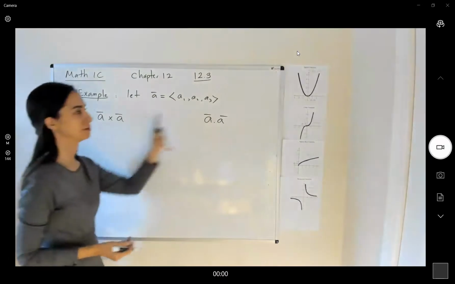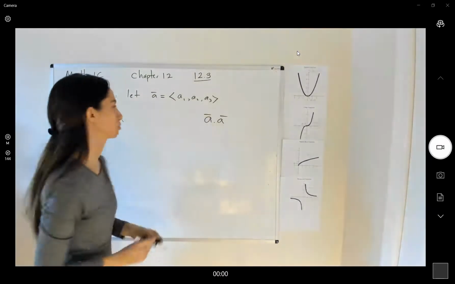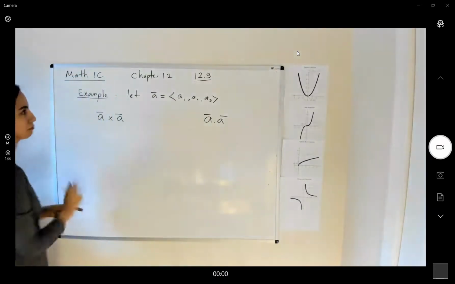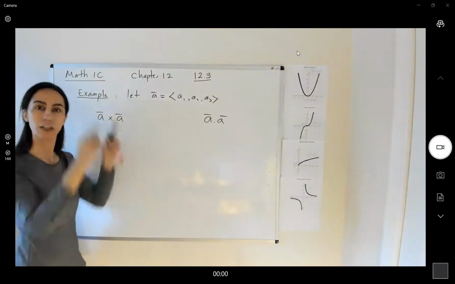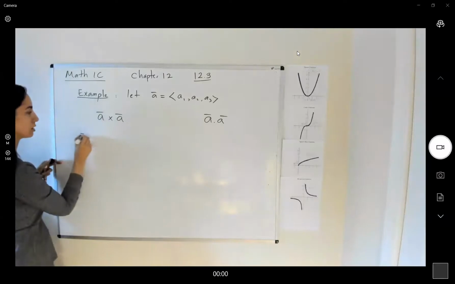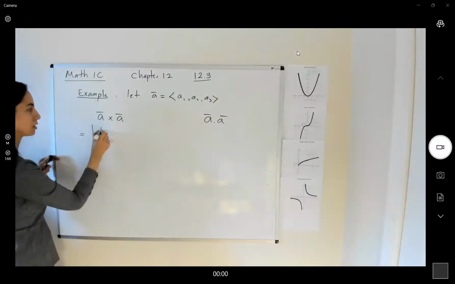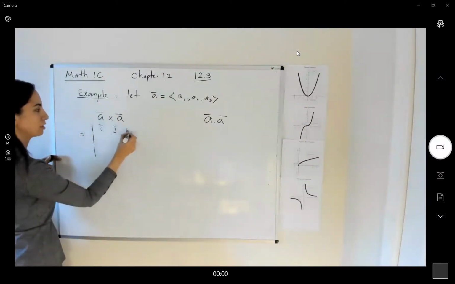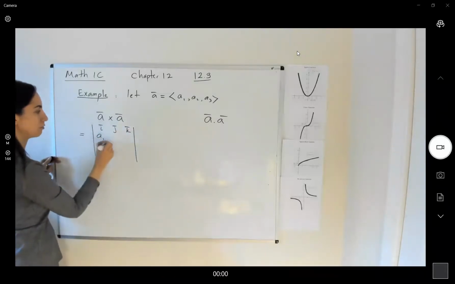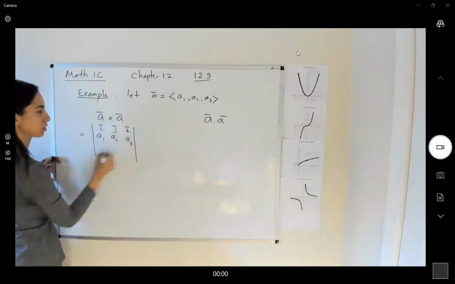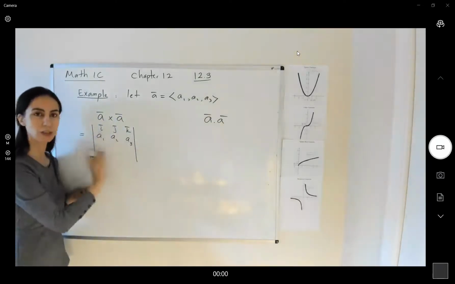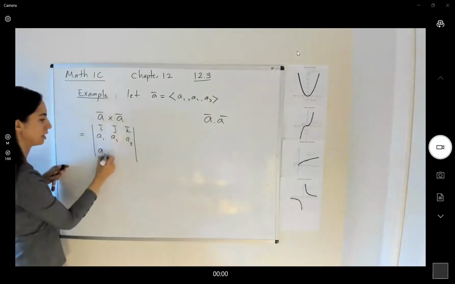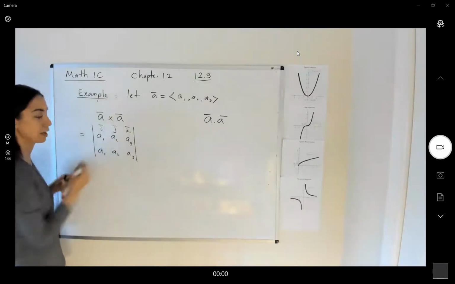Cross product, dot product, or inner product? Okay, very well. For the cross product, we have to form the determinant. So this is equal to the determinant with rows i, j, k; a sub 1, a sub 2, a sub 3. Since A and A are the same, we're going to repeat these components on the last line as well: a sub 1, a sub 2, a sub 3.